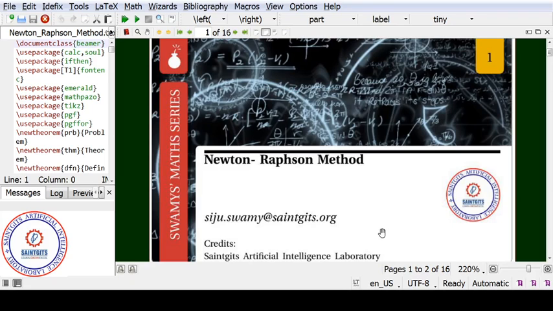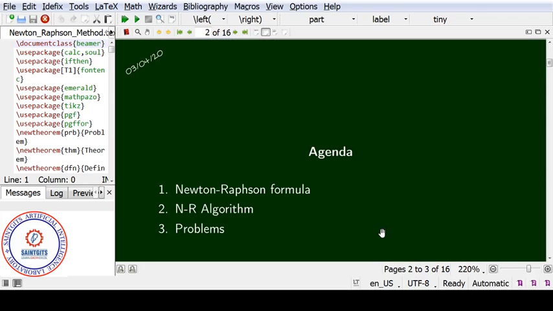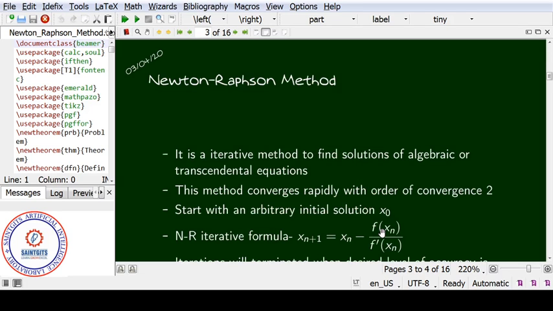Good morning and welcome to the first session of numerical methods, Newton-Raphson method. In this session we are going to discuss the Newton-Raphson formula, the Newton-Raphson algorithm, and finally some sample problems using the Newton-Raphson algorithm. This Newton-Raphson method is an iterative method to find solutions of algebraic or transcendental equations.